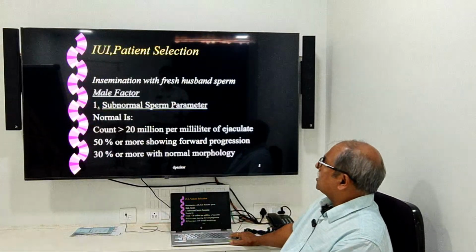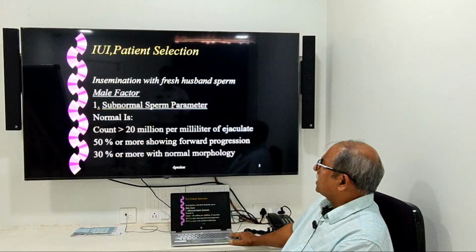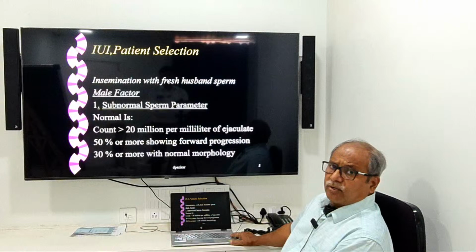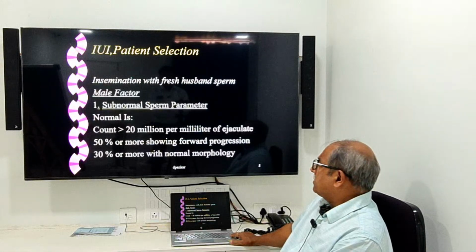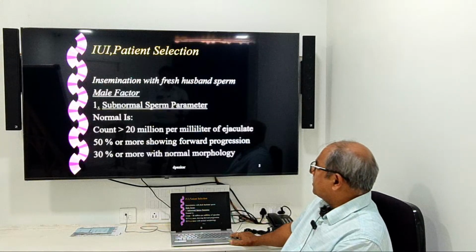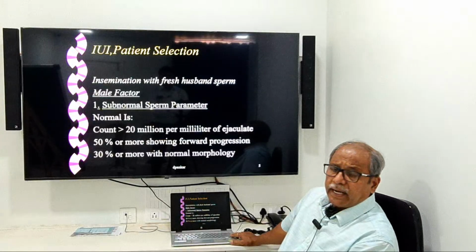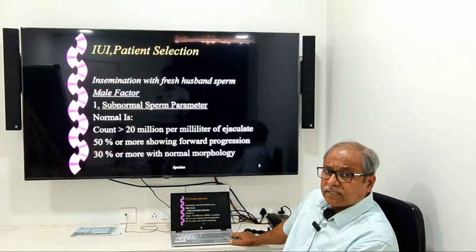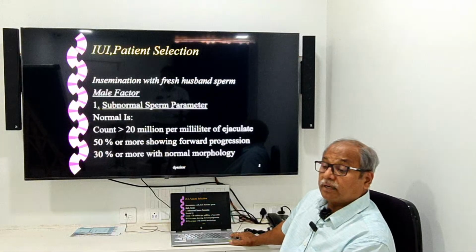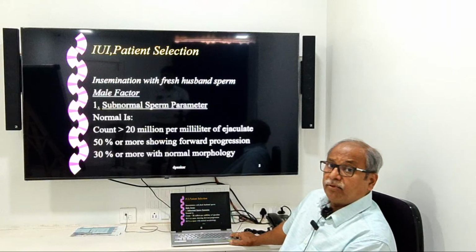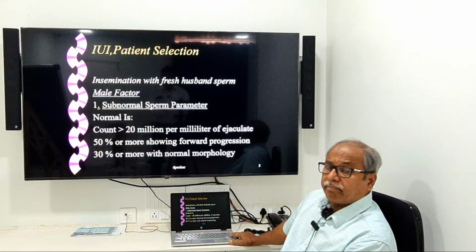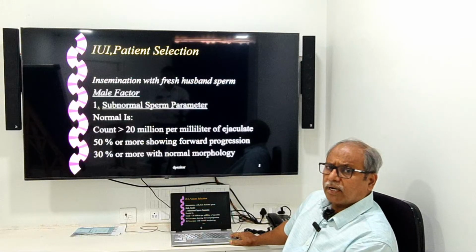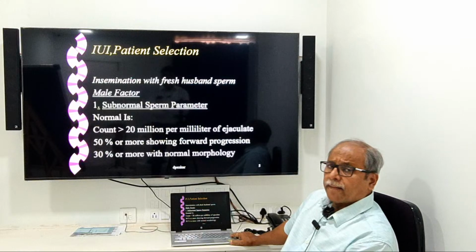Insemination with fresh husband sperm is for male factor, subnormal sperm parameters. Normal is a count of more than 20 million per milliliter; now the WHO limit is 15 million, with 50% or more showing forward progression, and 30% or more with normal morphology. Again, this is a very subjective assessment of semen analysis, because if you do a high power field assessment, you can understand very well how much is the count and how much is the progressive motility.